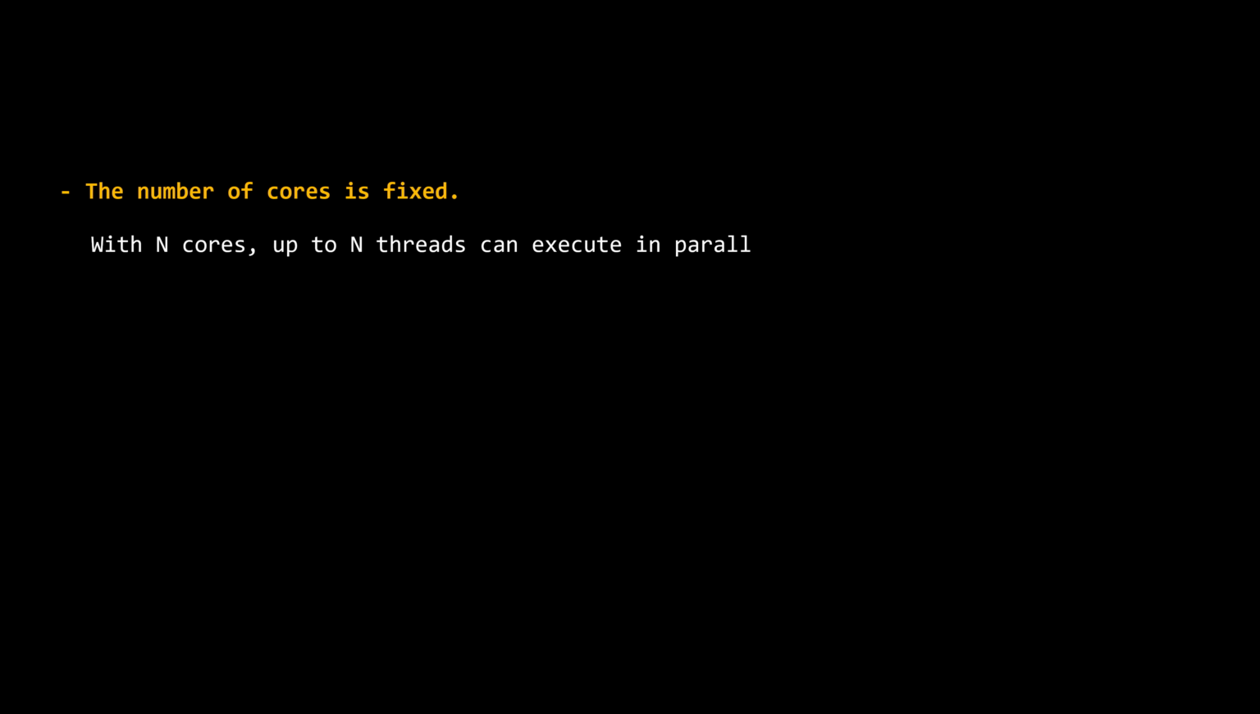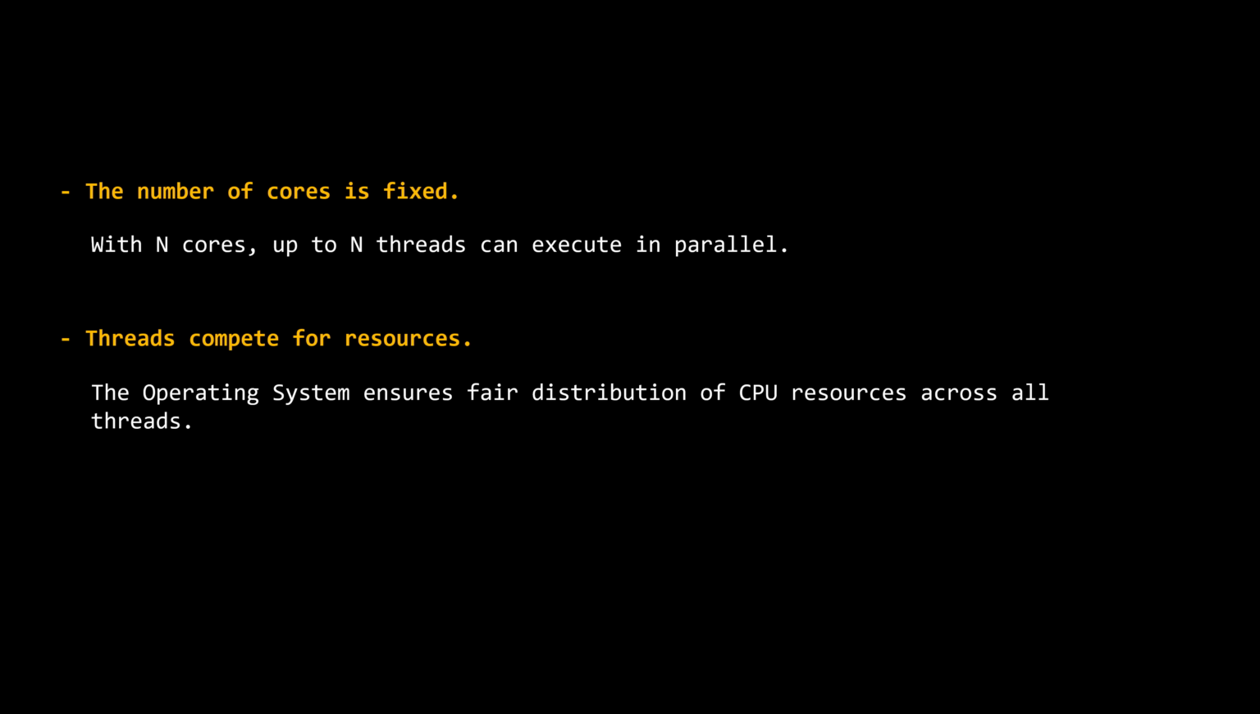Just always consider two important things. The number of cores is fixed, so creating 1,000 threads doesn't mean that 1,000 tasks will run in parallel. Instead, if the system has n cores, up to n threads can execute in parallel at any given time. And pay attention to this, up to n, because threads compete for resources. Even if we create the exact number of threads as the number of cores available, threads from other processes also need CPU time. Since one of the main goals of the operating system is to ensure fair distribution of CPU resources across all threads, it limits how many of our own threads can run in parallel.